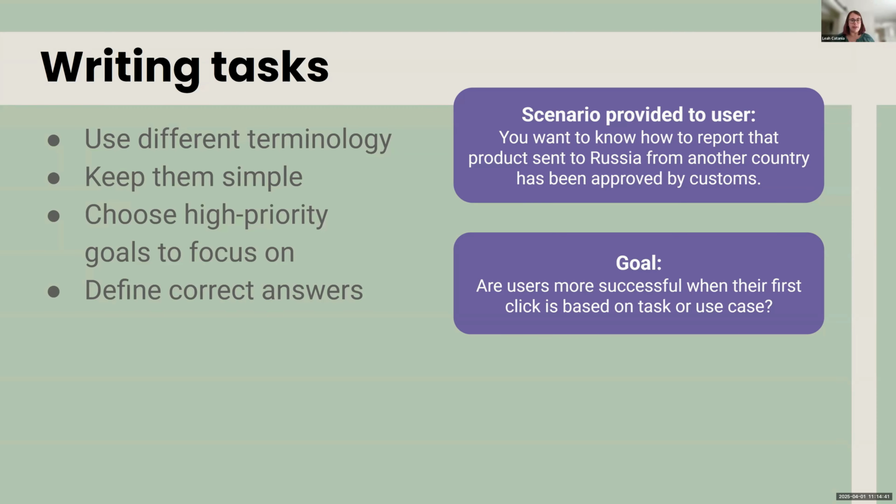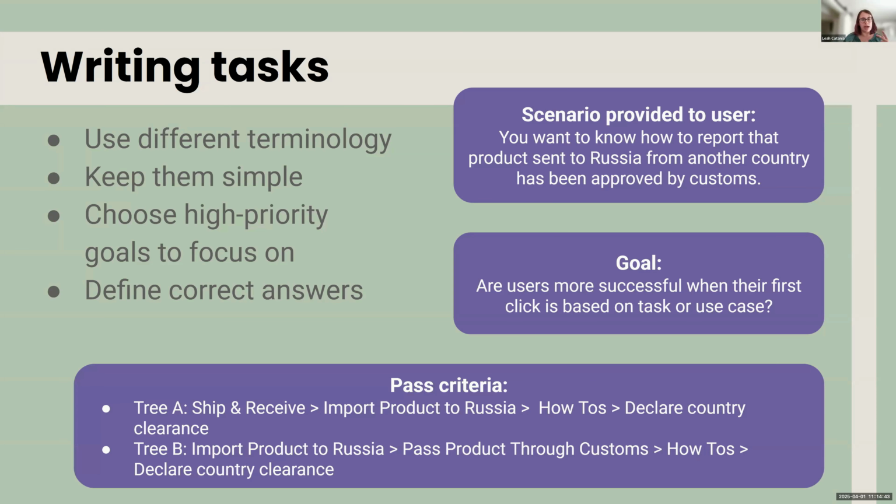And then we define the pass criteria here. So this was for an A/B test. So we had tree A and tree B. And you can see I've just listed out all the clicks the user had to take to get to the correct answer. And if they did that, that was considered a pass and a success in our end results.